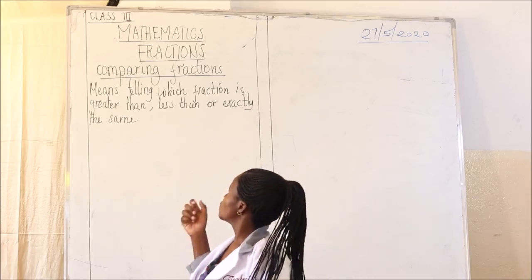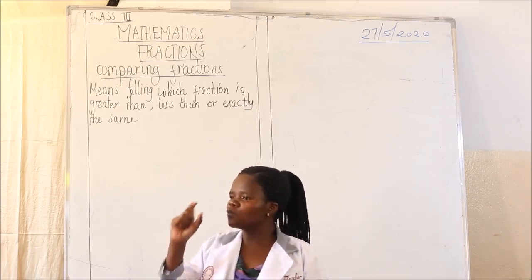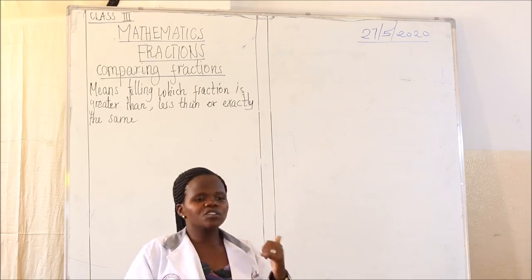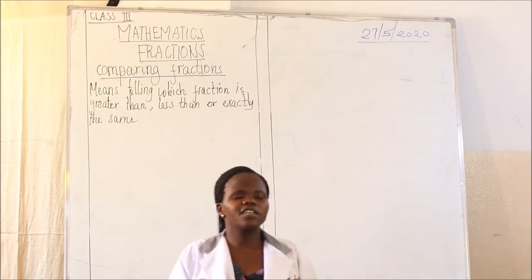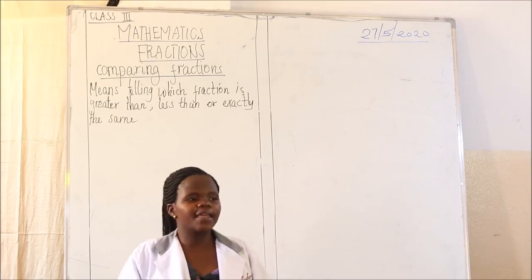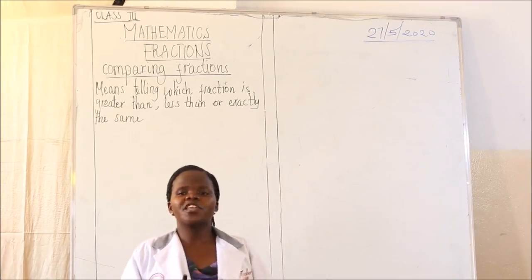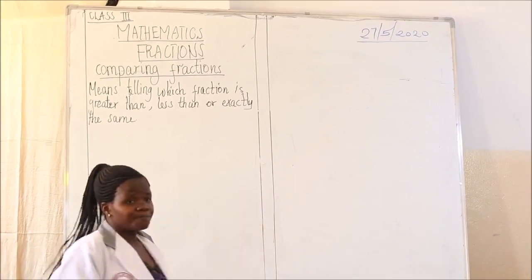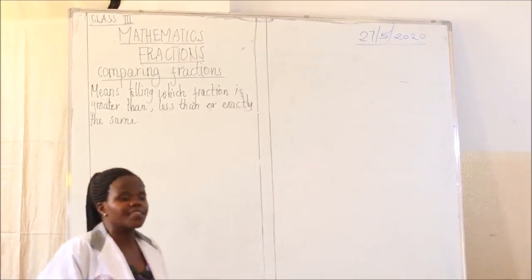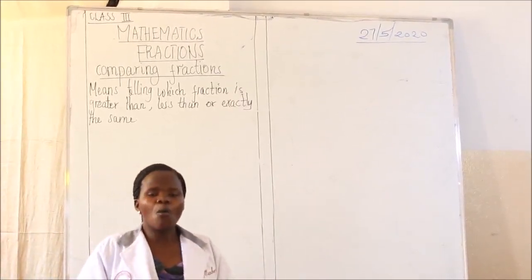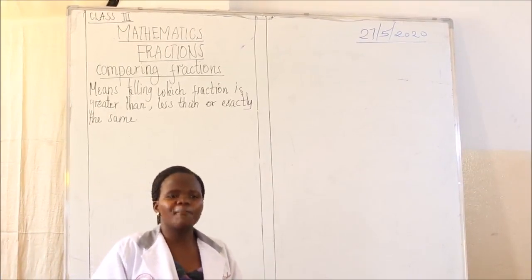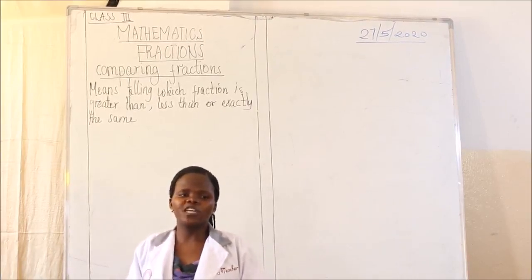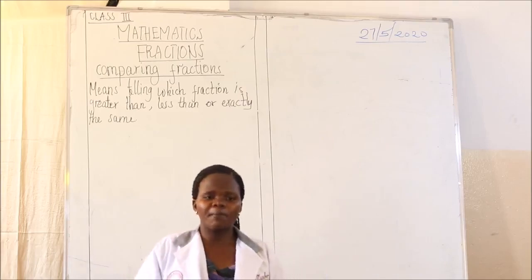Now, as we know, in the case of fractions, we are talking about the numerator and the denominator. Remember last time we discussed what the numerator and the denominator are, where we said the numerator is the upper number of the fraction and the denominator is the lower number of the fraction. In comparing, we shall be checking the numerator and the denominator, where the numerator tells us the number that we are considering, and the denominator tells us the total number of the fraction, or the whole number of the fraction that we are talking about.